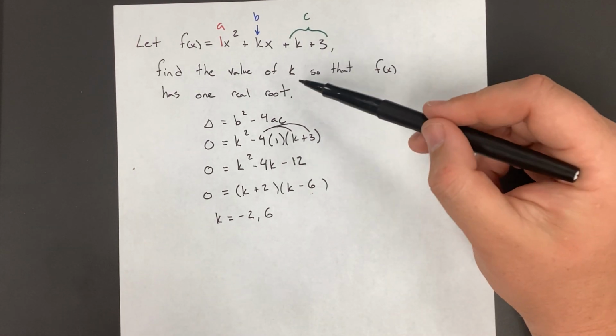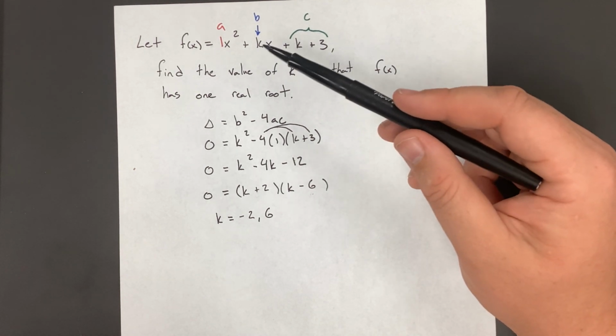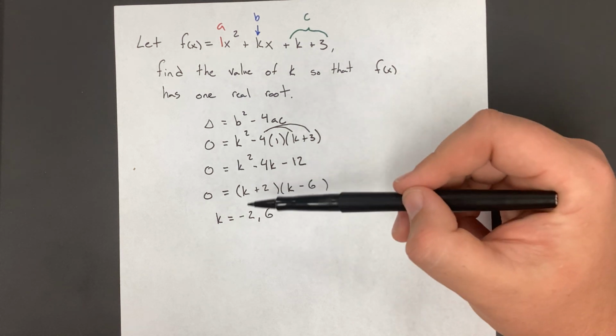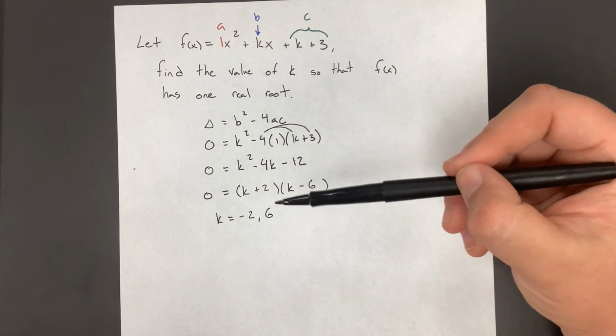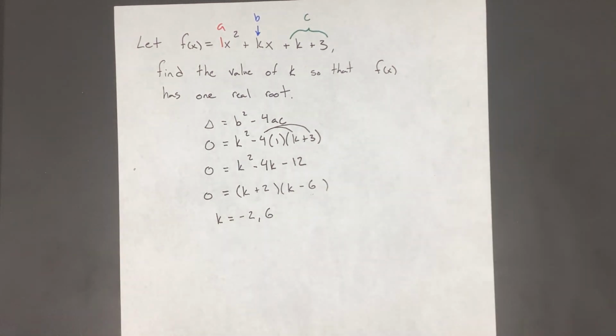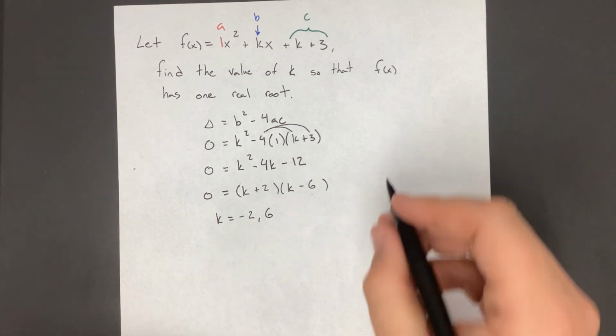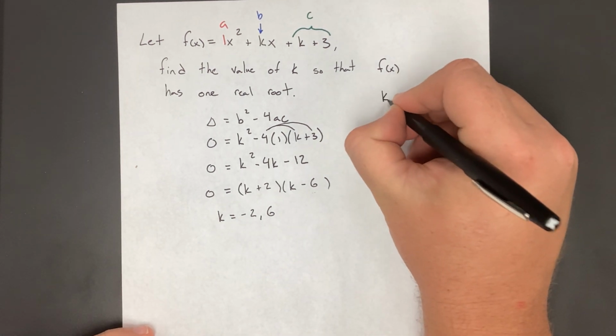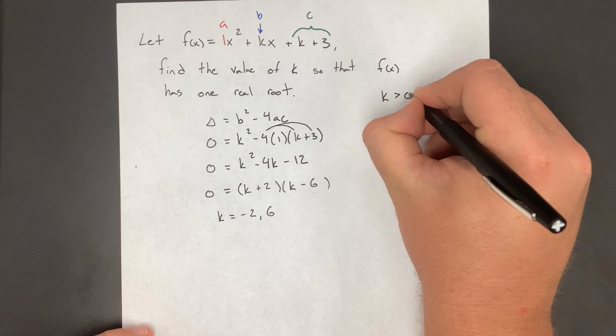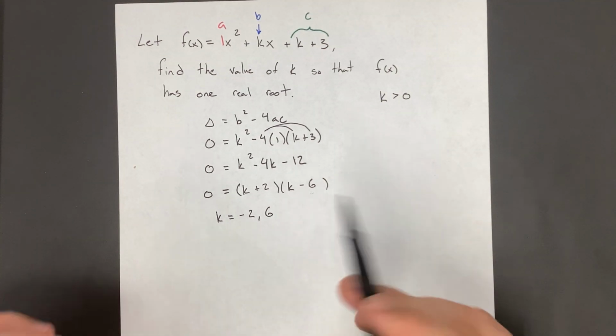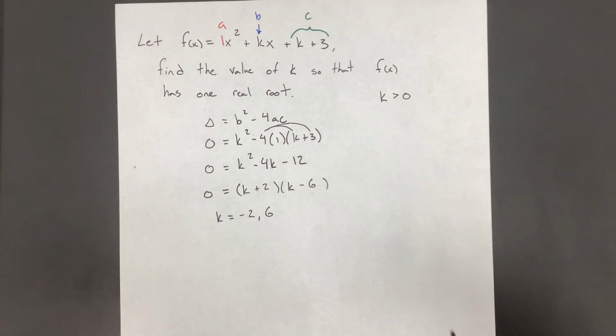So the values for k that would make f of x have only one real root are going to be -2 and +6. And sometimes they may make some stipulations so that k is greater than 0. In that case, you know that 6 would be your only option, or if k is less than 0, -2 would be your option. Okay? So that's going to cover it for our algebraic solving of quadratics. Hopefully this was a good little reminder review for you, and I'll see you all in the next one.